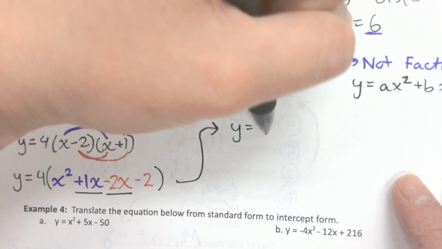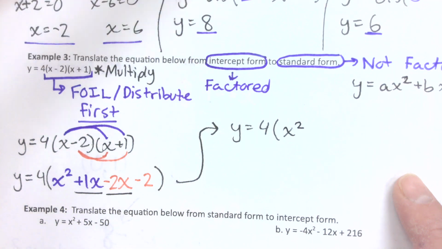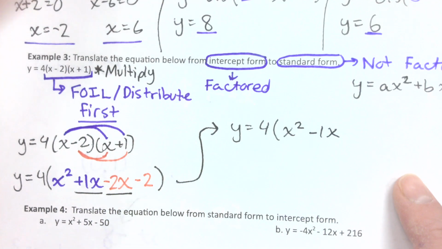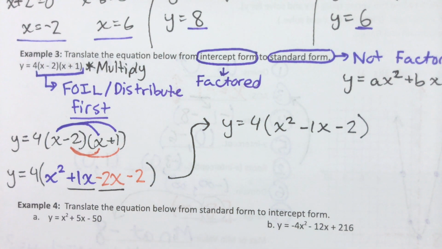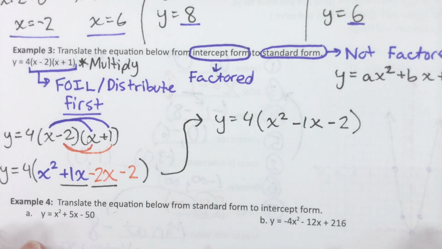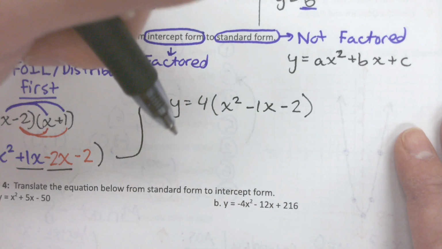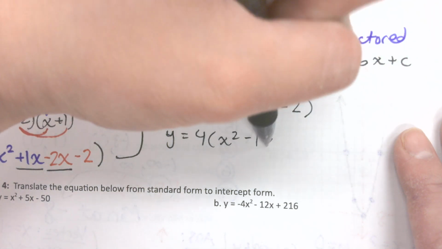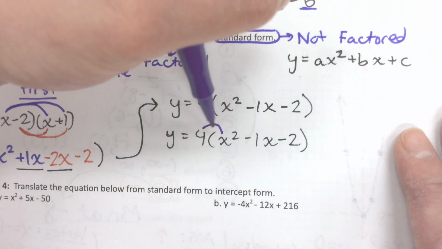Y equals 4 times, I'm going to combine these 2 like terms, x squared, 1x minus 2x, so minus 1x, minus 2. Are we trying to solve? Nope, no solving. We don't have to do all that. Now for the distribution step, I'm going to write this one more time. Y equals 4 times (x squared minus 1x minus 2). Now we can distribute the 4 inside of there.